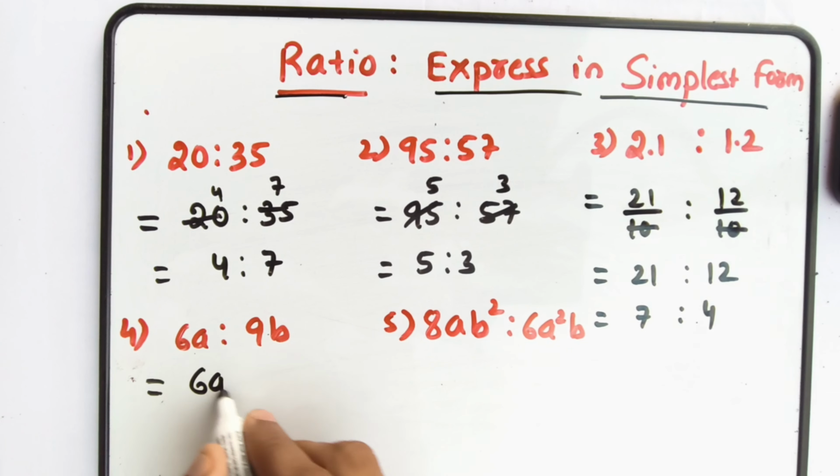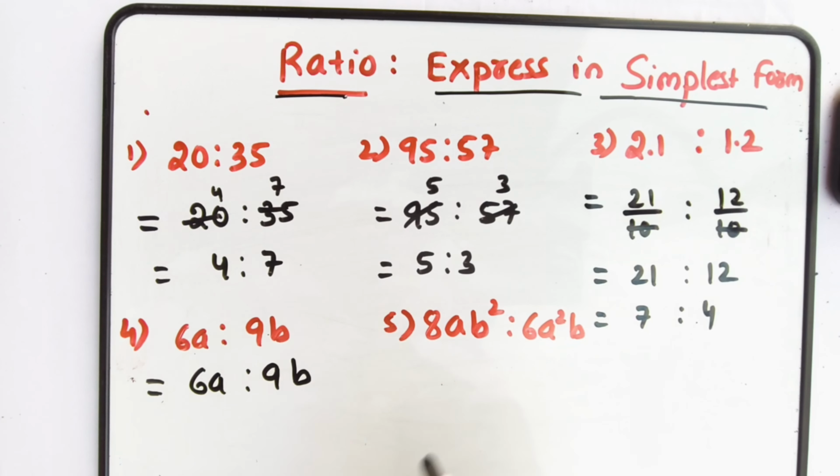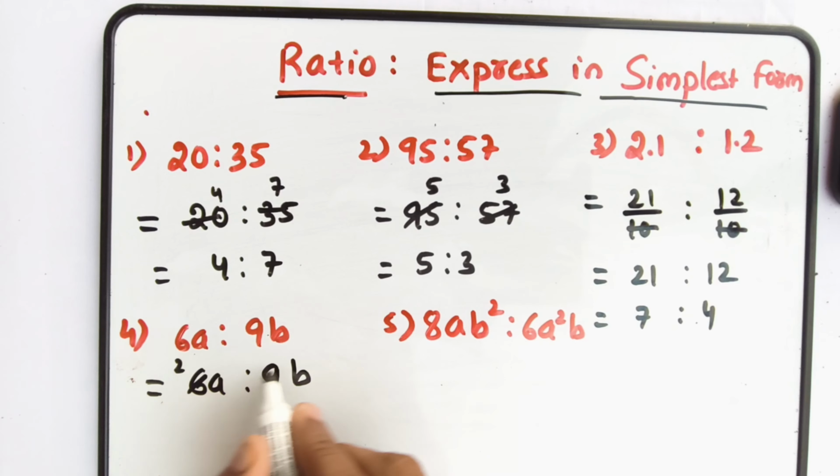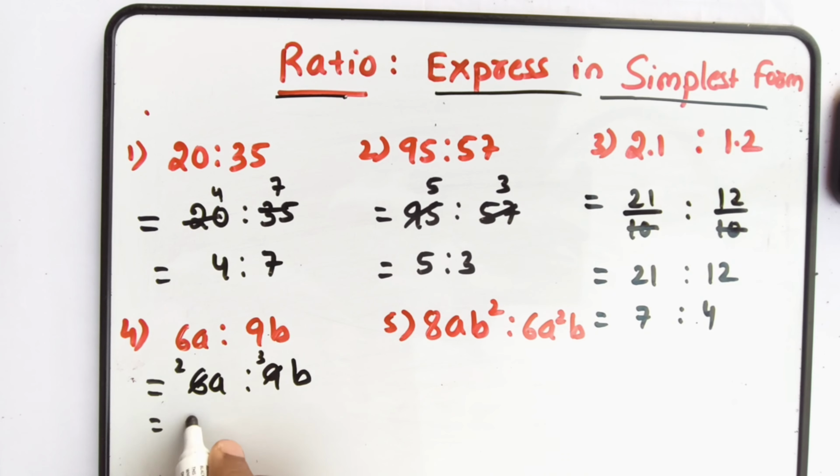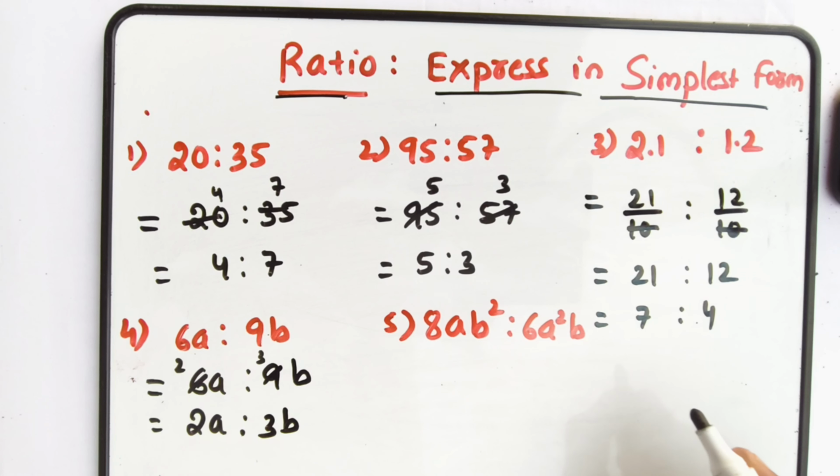Let us take one more question. 6a ratio 9b. 3 2s are 6, 3 3s are 9. 2a ratio 3b.